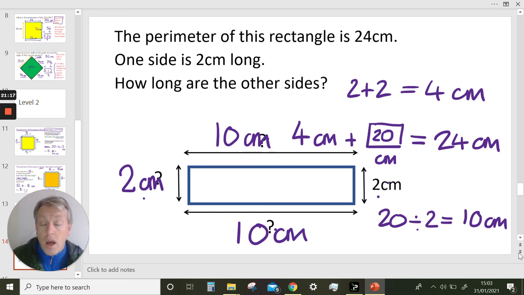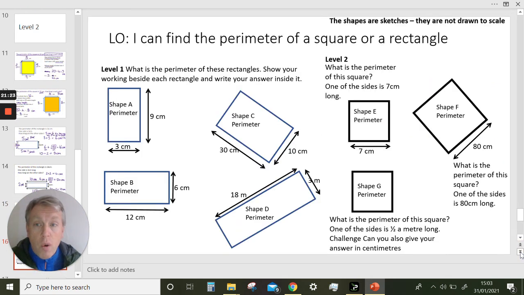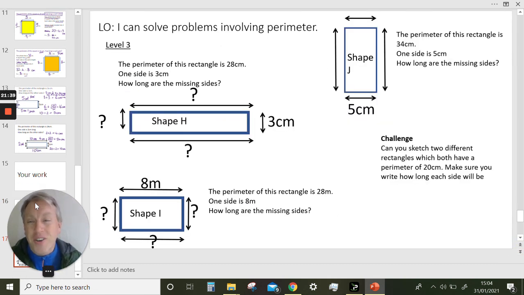So, I hope you're going to be able to have a go at these questions. For your work, you have this sheet to do, 2 pages. Remember, if you can't print them out or you don't want to, you can just say shape A, answer this. Shape B, answer this. Okay, enjoy your maths.